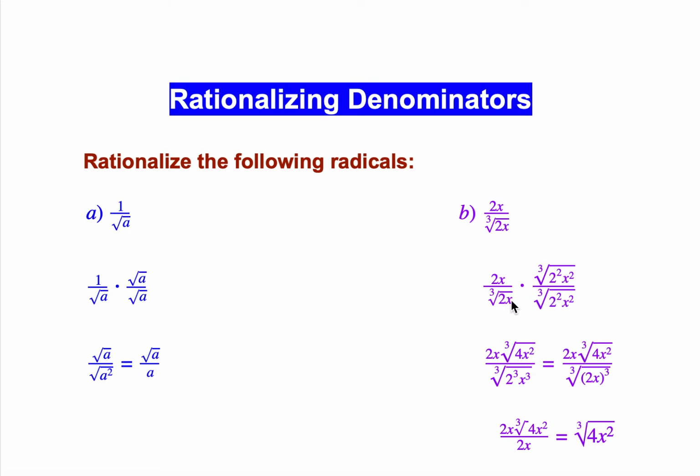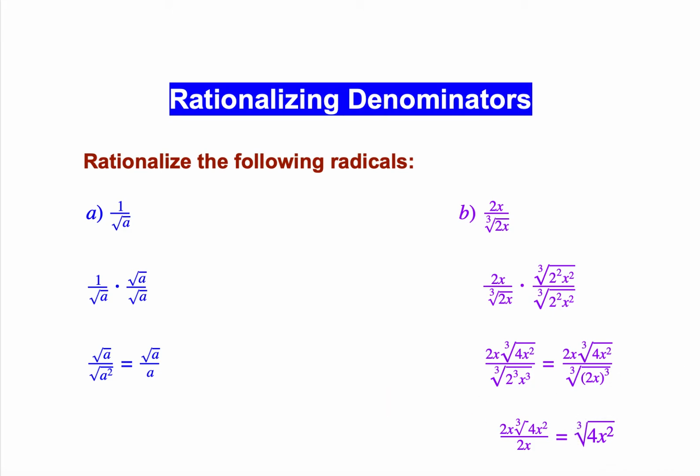And whatever we multiply the denominator by, we multiply the numerator by the same value. And we have here 2x over 4x squared, because 2 squared is 4, so 4x squared. And now this power 3 we can simplify with the index 3 here. And what remains? Just a 2x. But because here I have 2x and here is a 2x, we can simplify the 2x's, and what remains is just the cube root of 4x squared. So this is equal to the cube root of 4x squared.